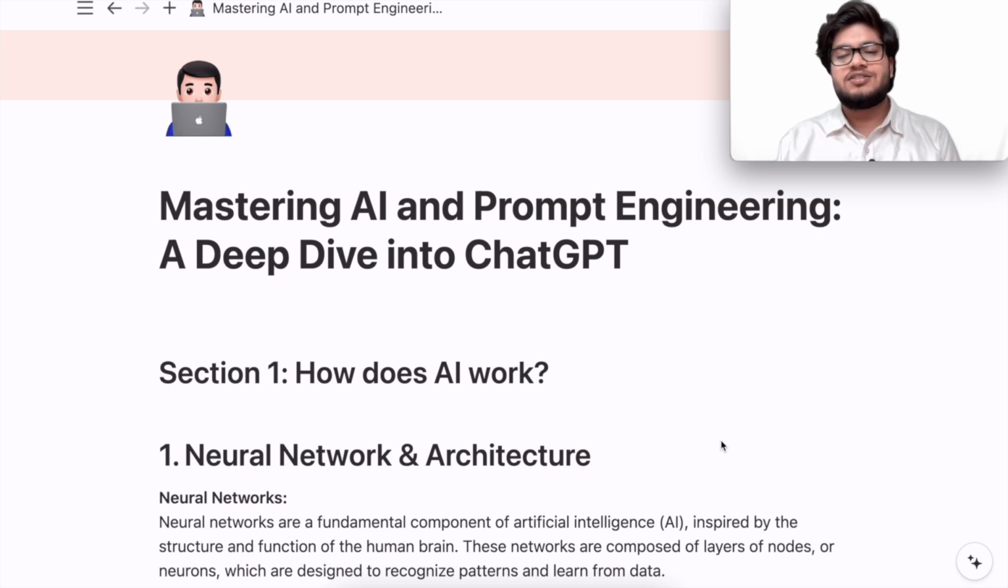See, ChatGPT is just a model of AI. It is just one. There are a lot of AI tools in the market, and I'll be telling you about some of them so that you can make use of them.